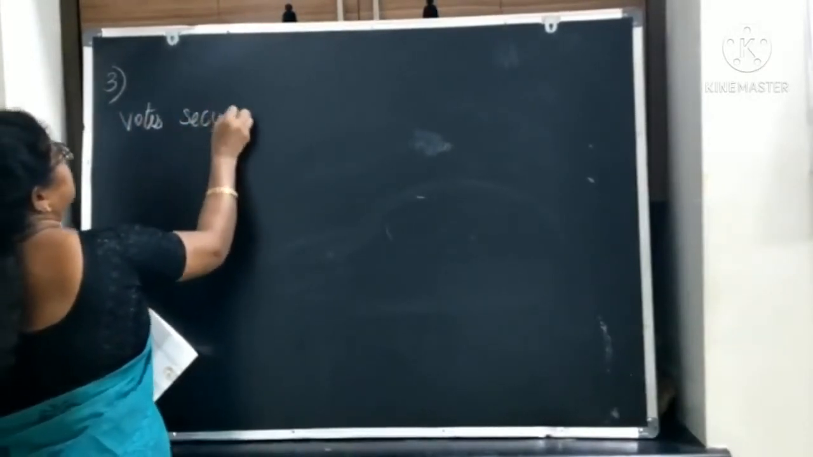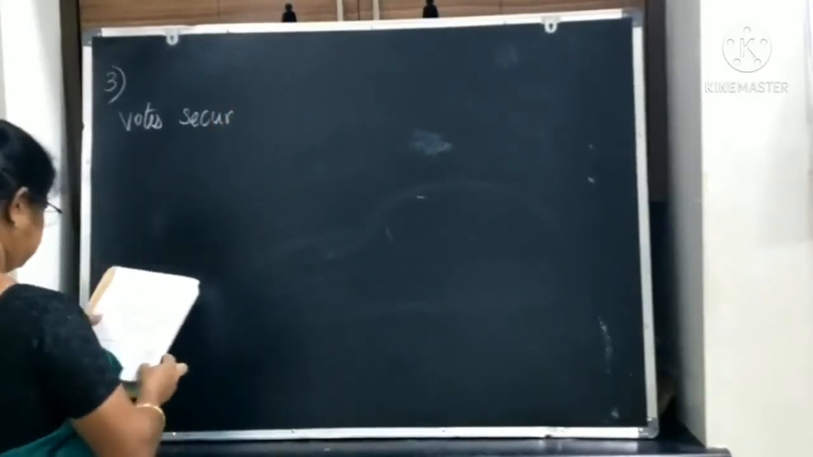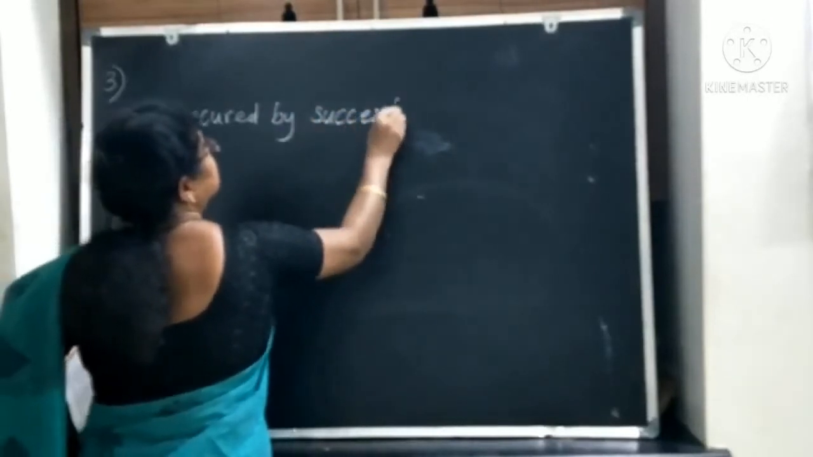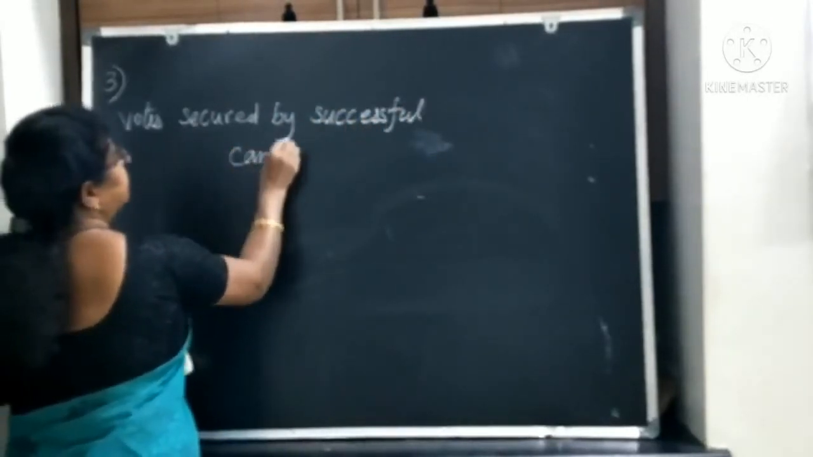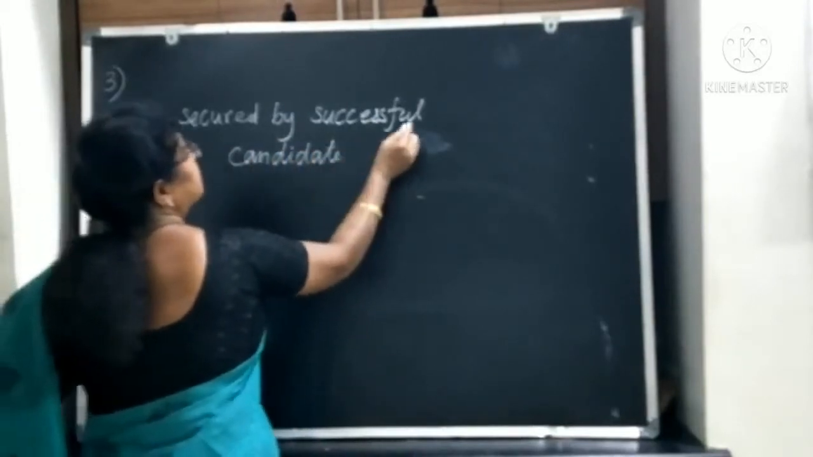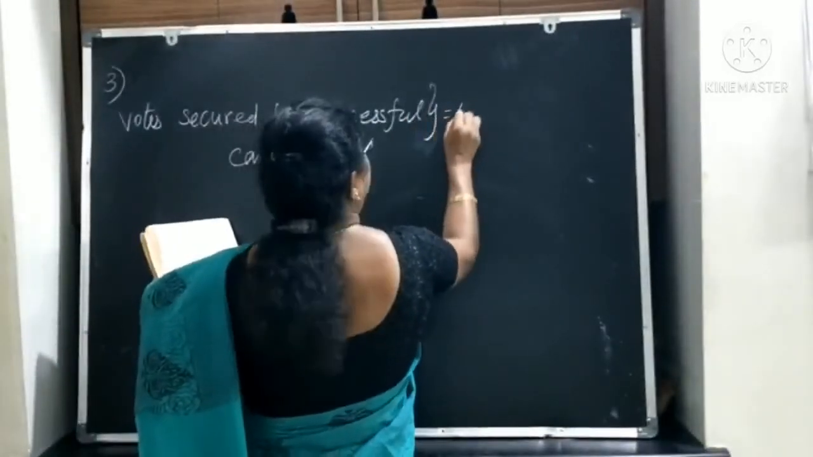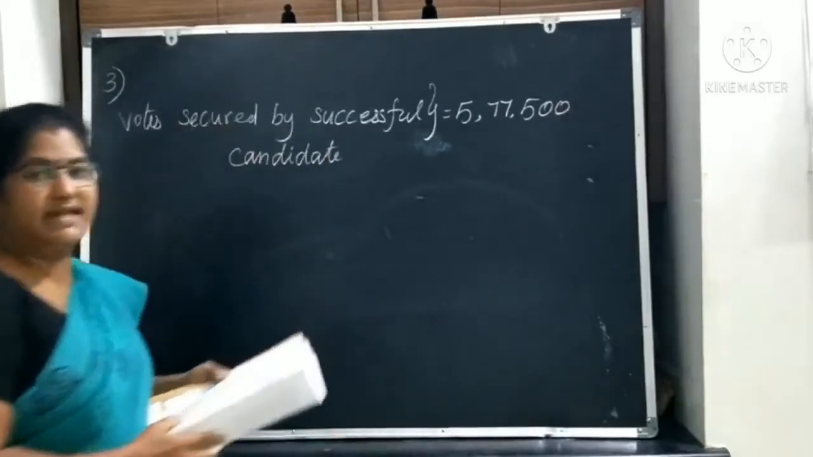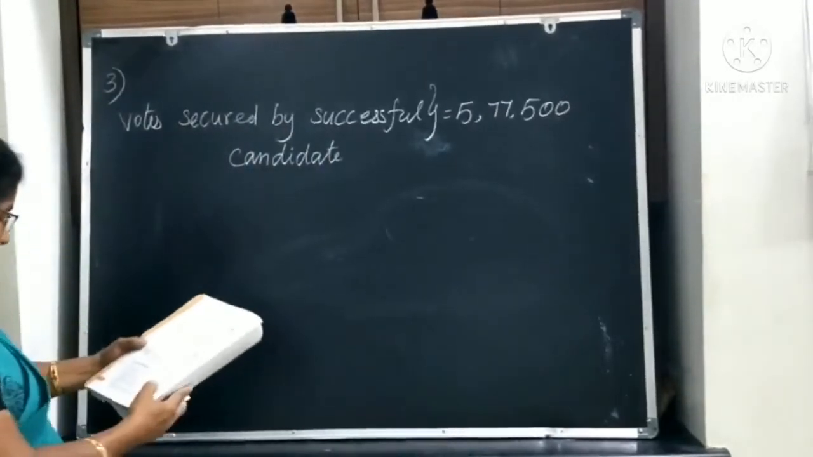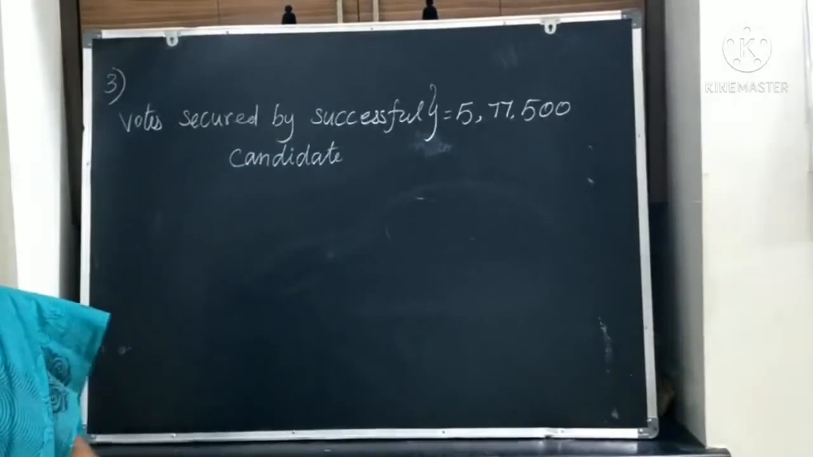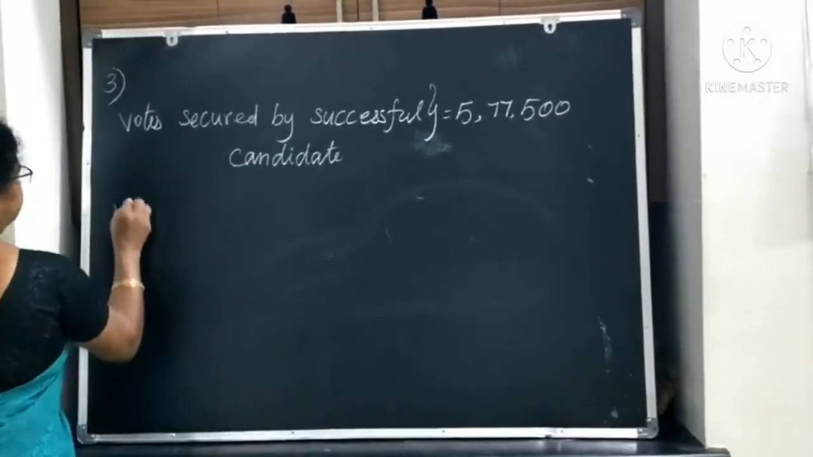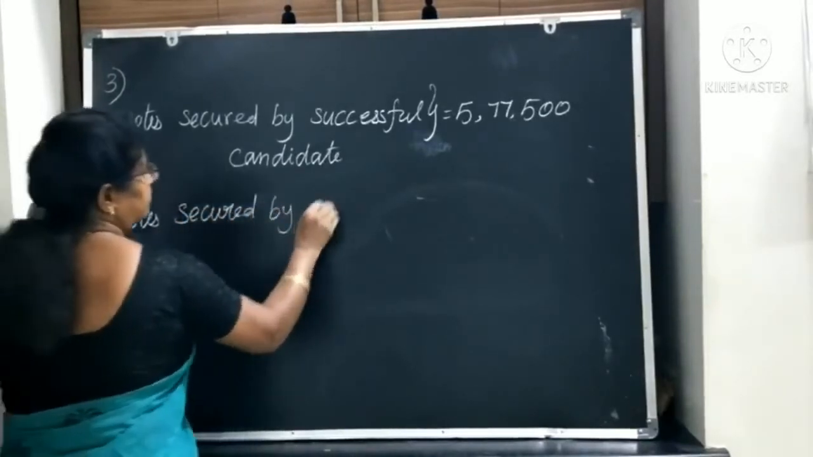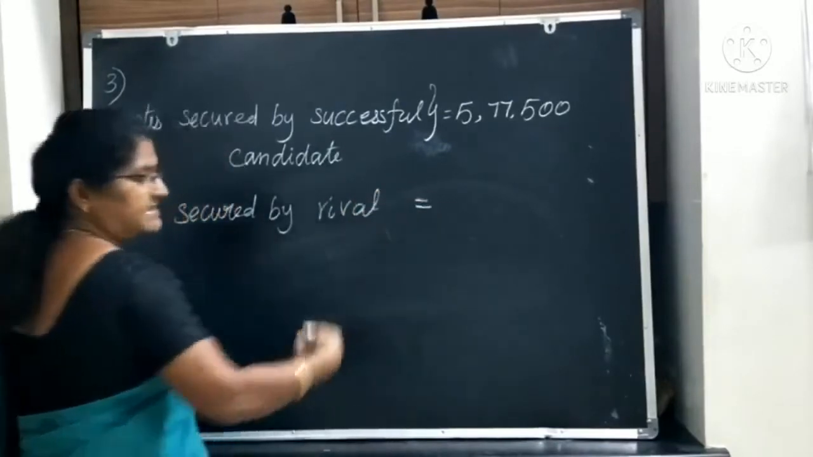Votes secured. Successful candidate. How many votes? 5,77,500 votes. The next competitor, that is rival. Votes secured by rival. Rival means the next candidate.